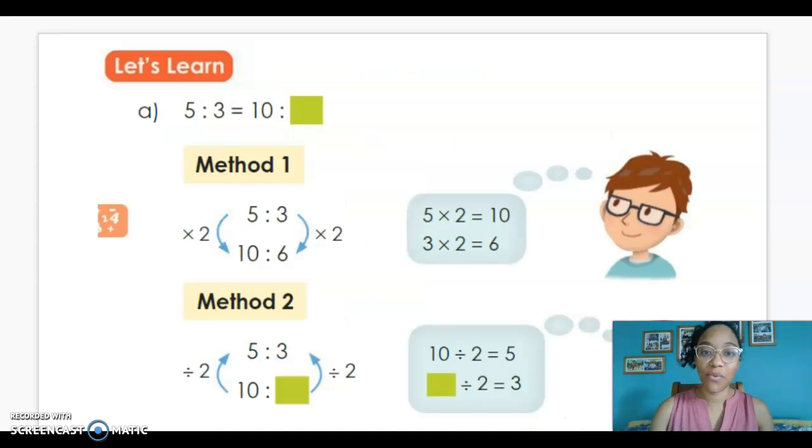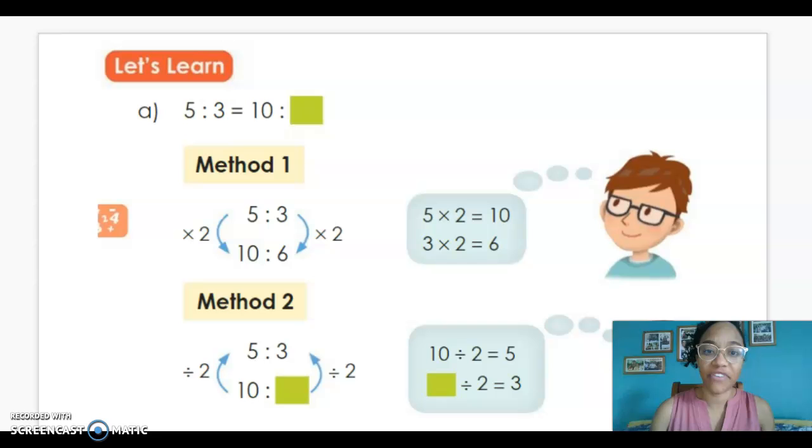Now, let's practice some more. 5 to 3 is the same as 10 to what? Now we've got a mystery on our hands. In this case, we need to look at what happened to one side of the ratio and do the same thing to the other side.